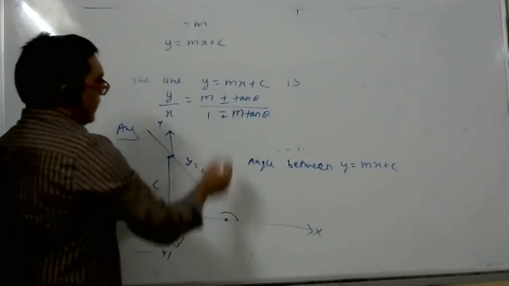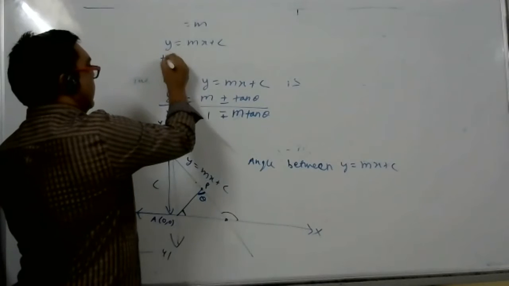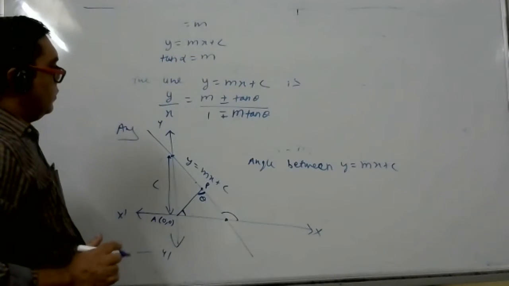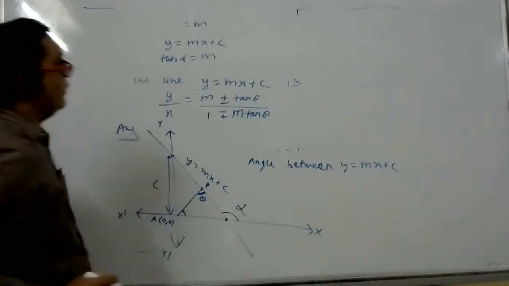No, sir, that's why I considered that angle as alpha. That's why I took tan alpha. Now is it correct or not? So what is alpha here? That alpha, okay. Fine, correct na? Fine.